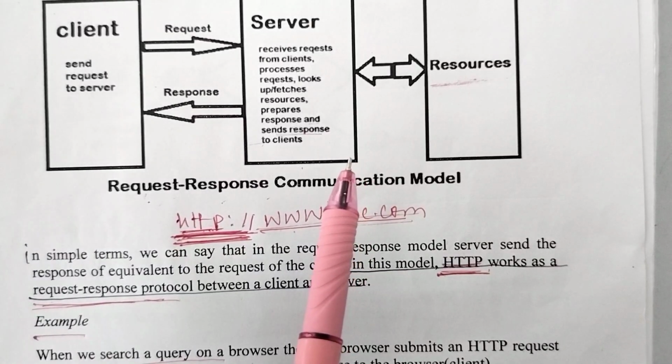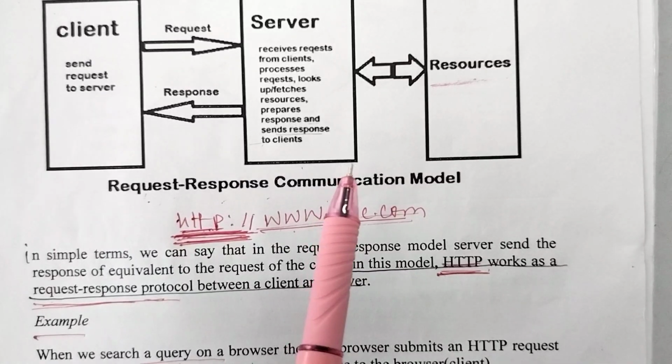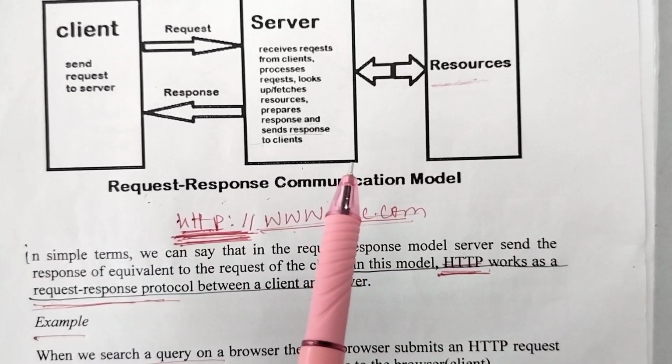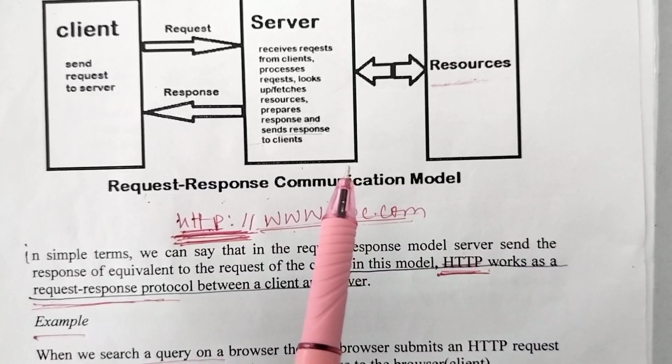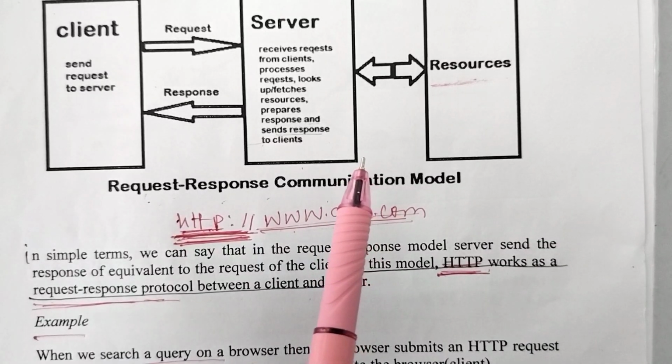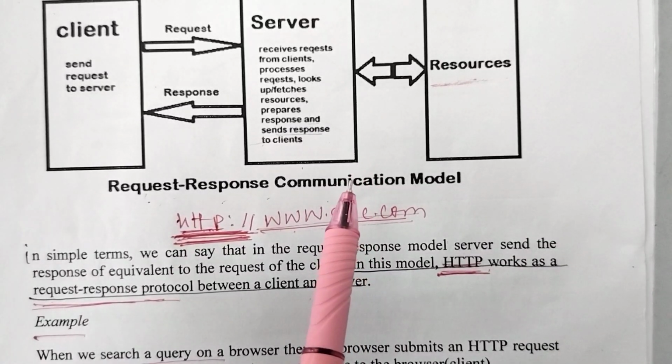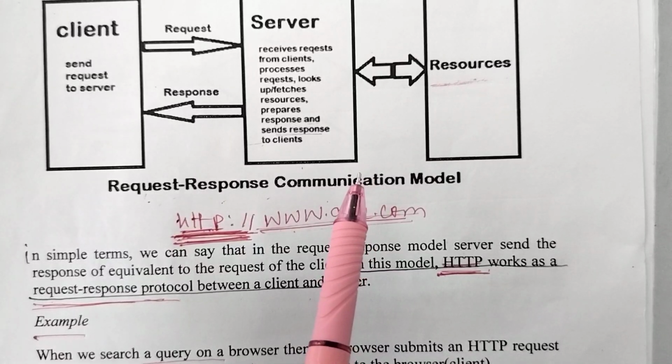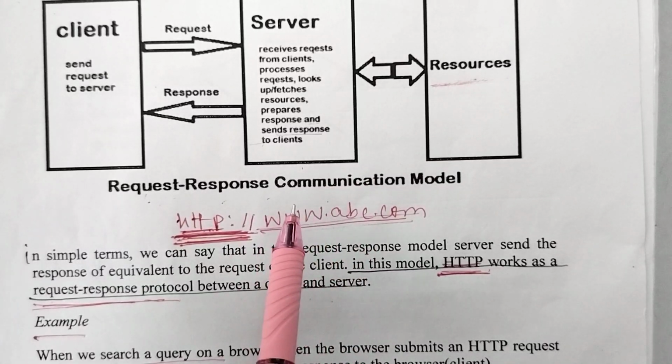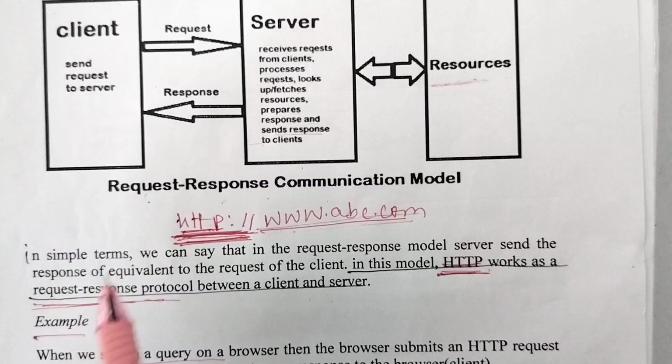The moment you type the name of a website, it is a request from the client side, which is your web browser. The moment you get that website's home page on your computer screen, that means the server has processed and sent your response. So this is the example of a client server or request response communication model.